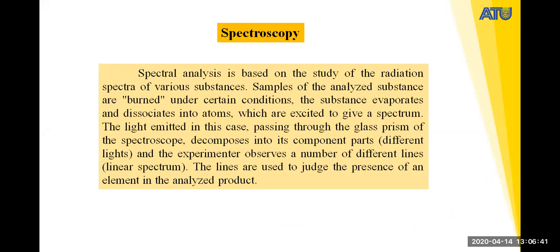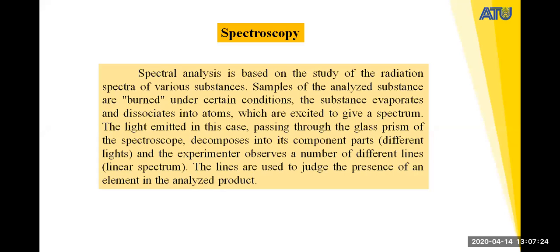Spectroscopy. Spectral analysis is based on the study of the radiation spectra of various substances. Samples of the analyzed substance are burned under certain conditions. The substance evaporates and dissociates into atoms, which are excited to give a spectrum. The light emitted in this case, passing through the glass prism of the spectroscope, decomposes into its component parts, different lights, and the experimenter observes a number of different lines.